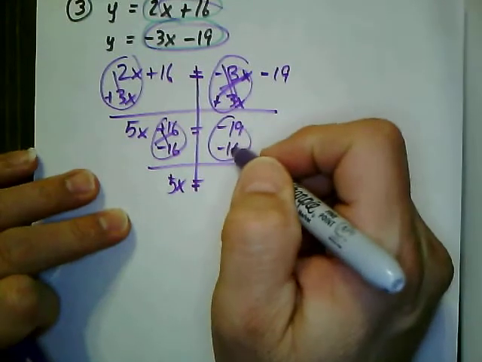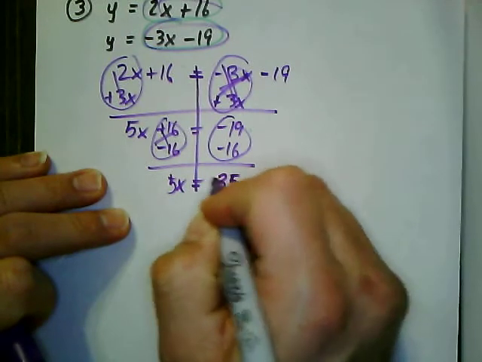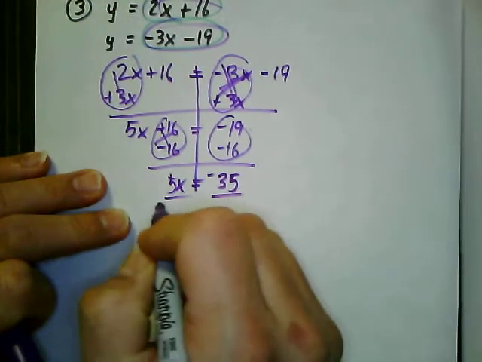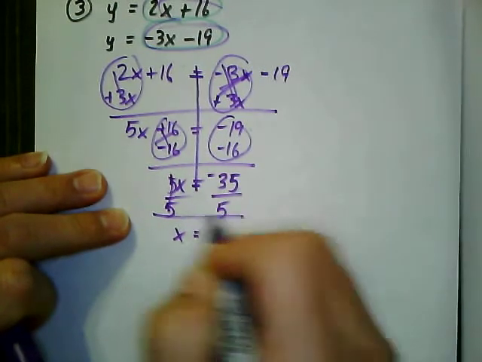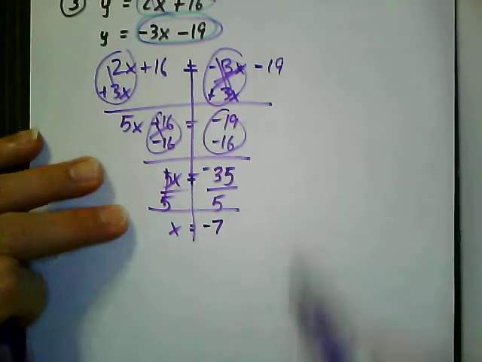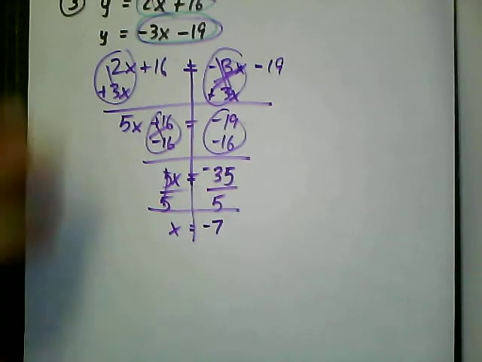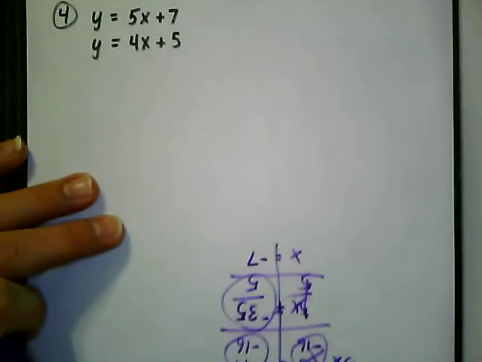And negative 19 plus negative 16, negative 35. And divide now, get rid of that 5, and we've solved for that x. We isolated that x, and our answer is negative 7. Last one for right now.